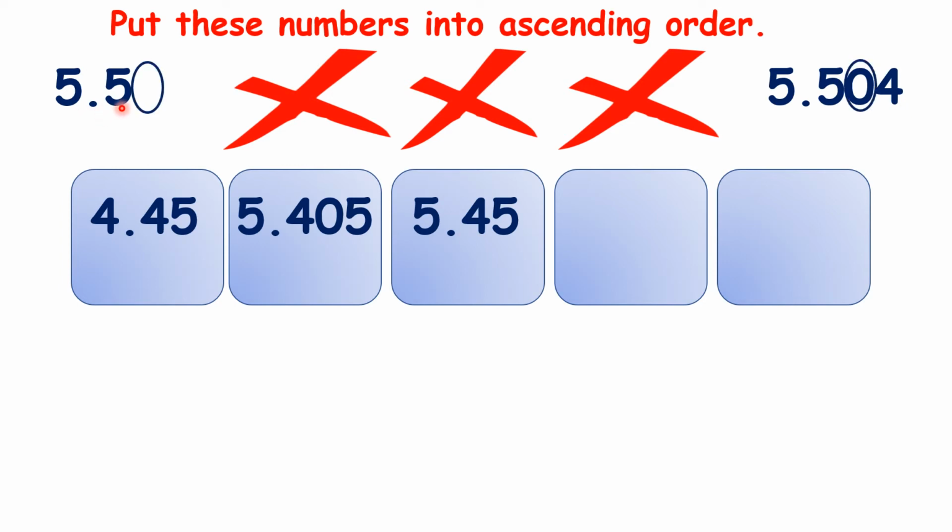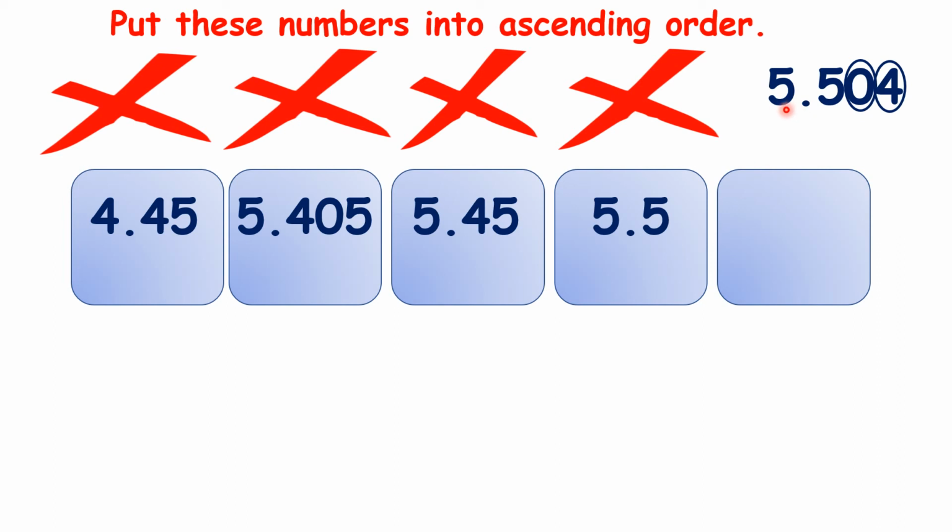So because they both have 5 tenths, let's compare the hundredths. With 5.5, the hundredths are not written, but remember, if a decimal place value isn't written, it's 0. So really both of these numbers have 0 hundredths. But if we go along again to the thousandths, here we have nothing in our thousandths place, but here we have 4 thousandths. So 5.5 is next smallest, and then 5.504 is largest.